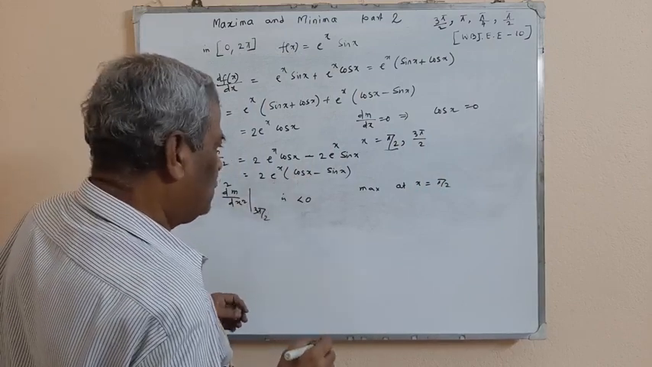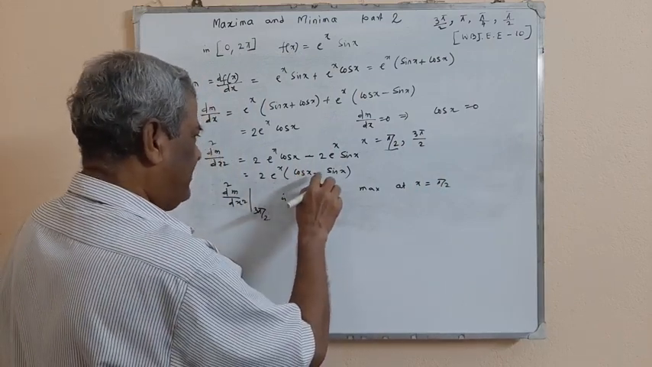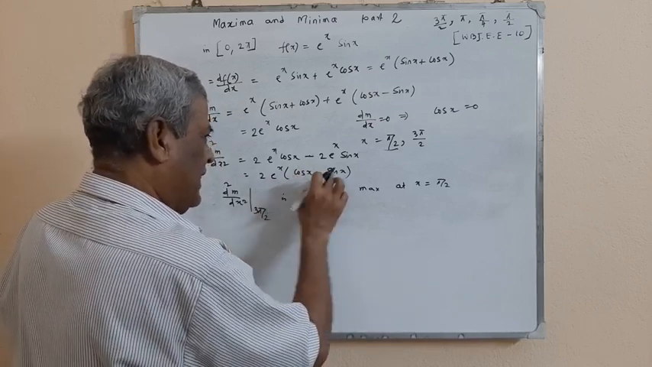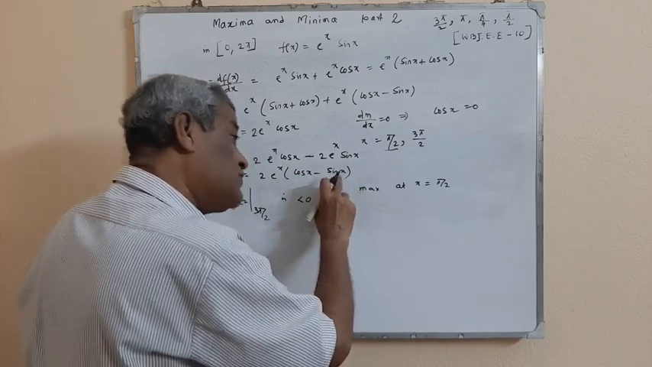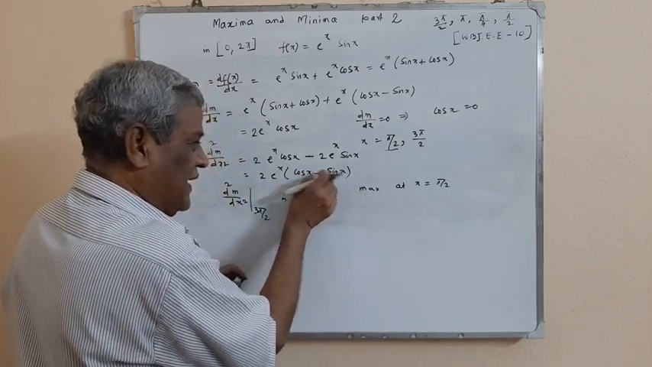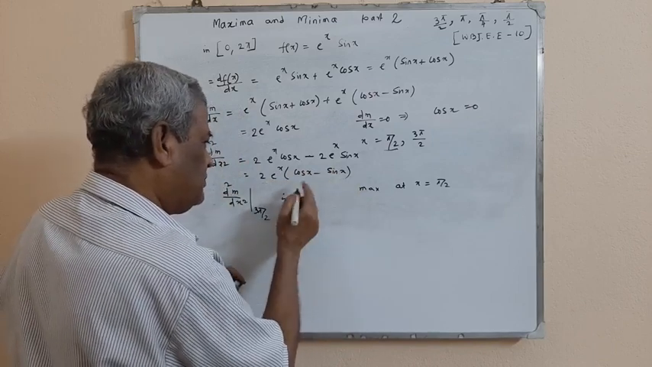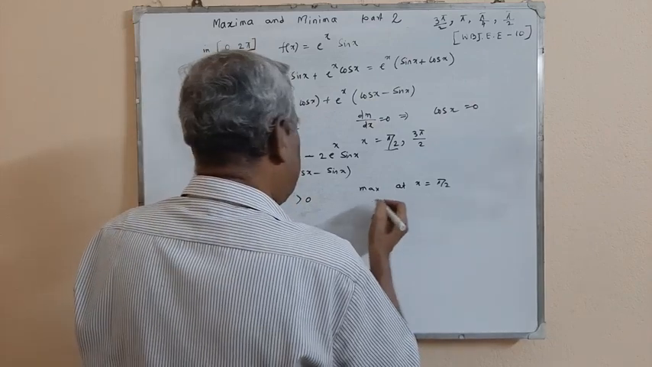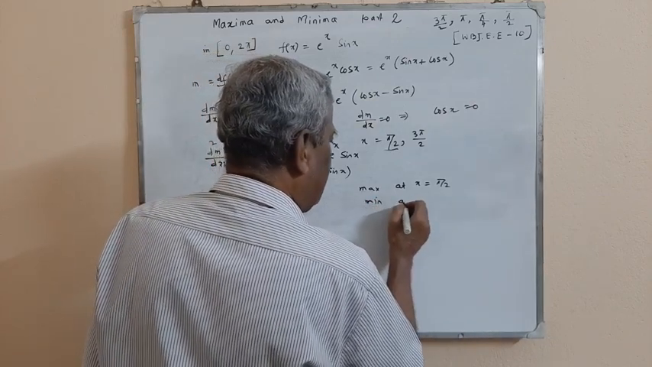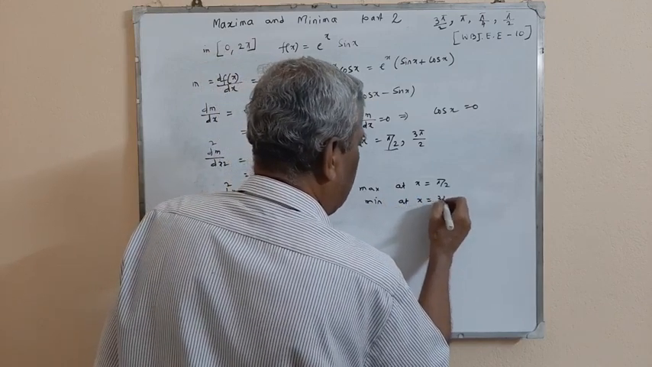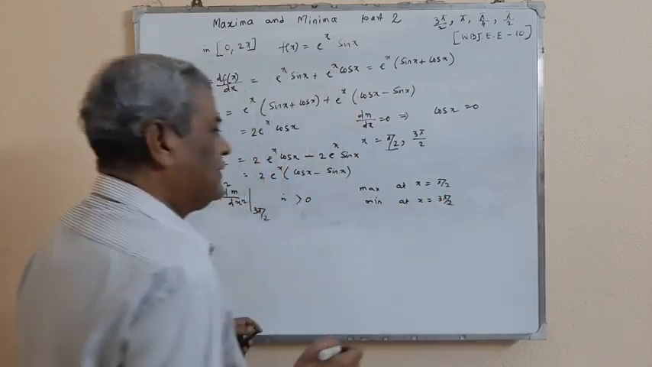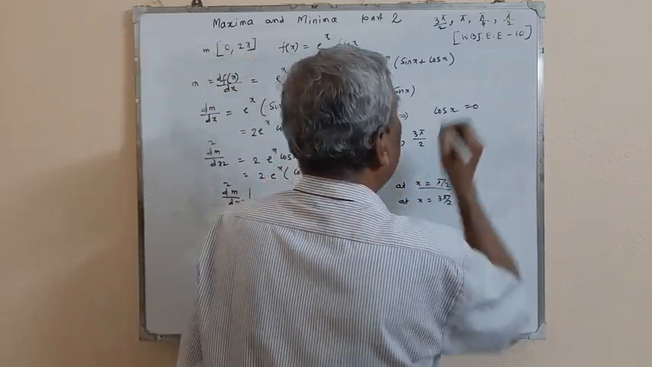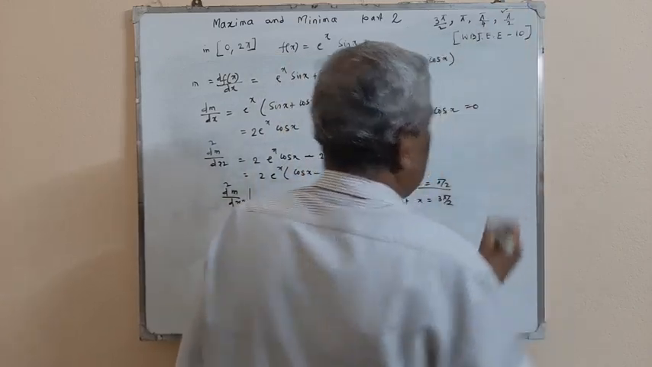At 3 pi by 2, this is negative. Sin 3 pi by 2 is negative, but before that one negative is there. As a whole, it is positive. So it is minimum there. Minimum at x is equal to 3 pi by 2. So that the slope is maximum at the point x is equal to pi by 2. This one is correct option.